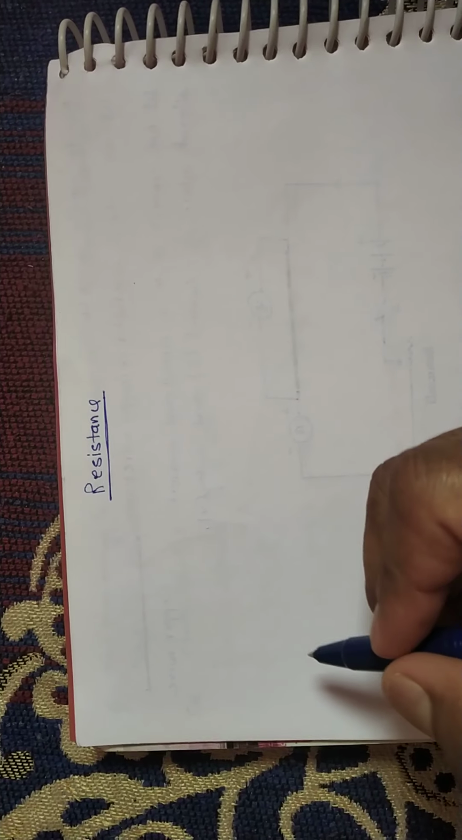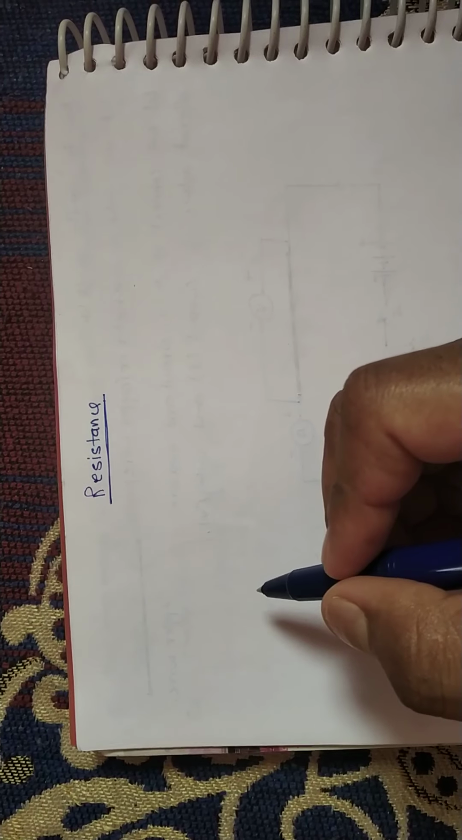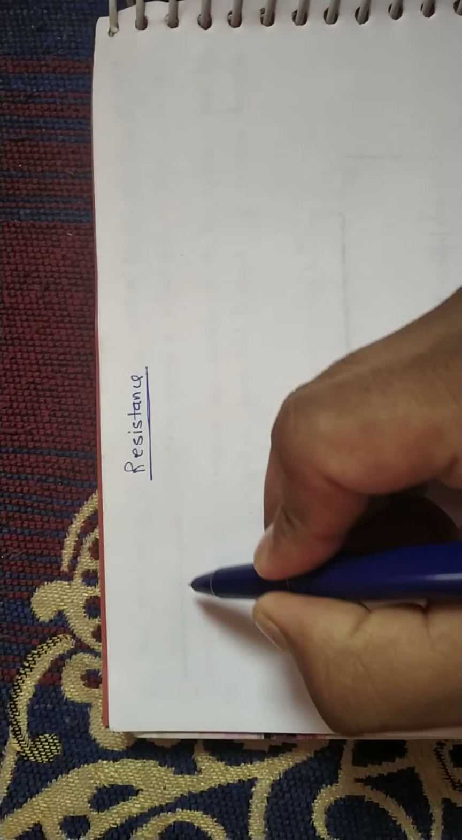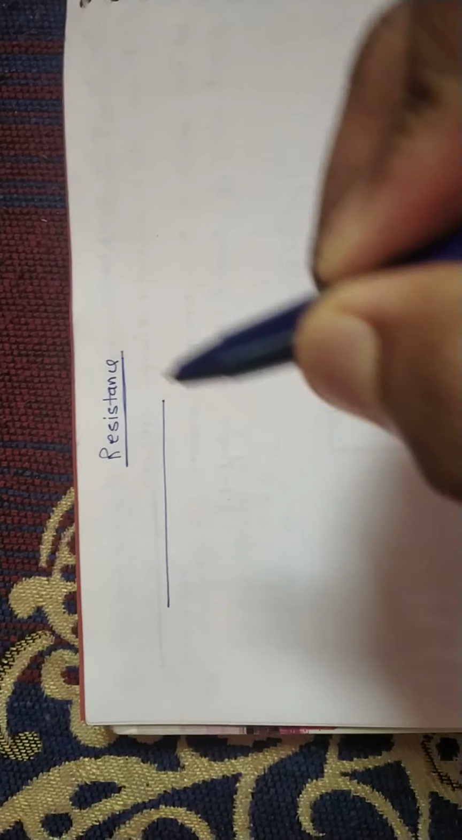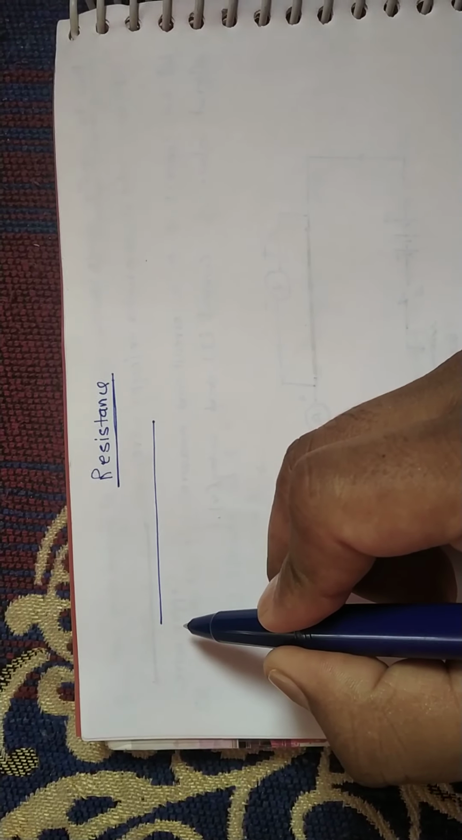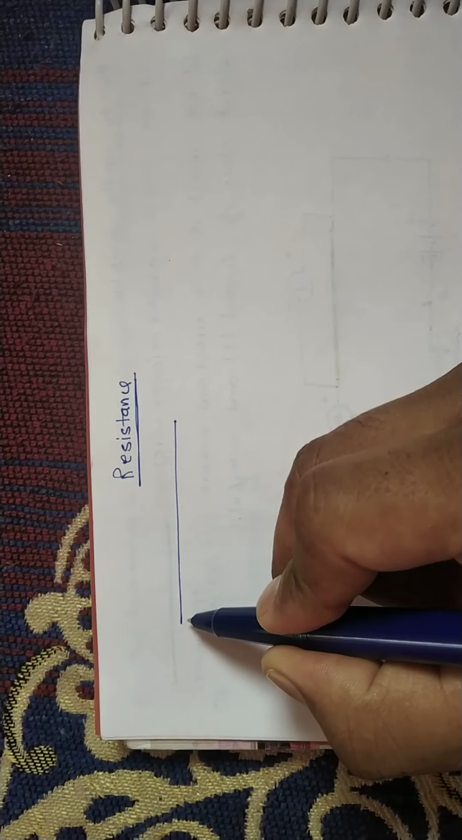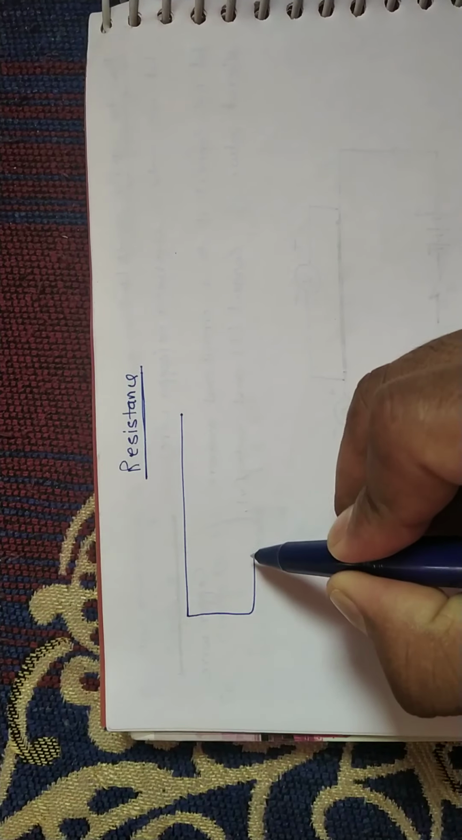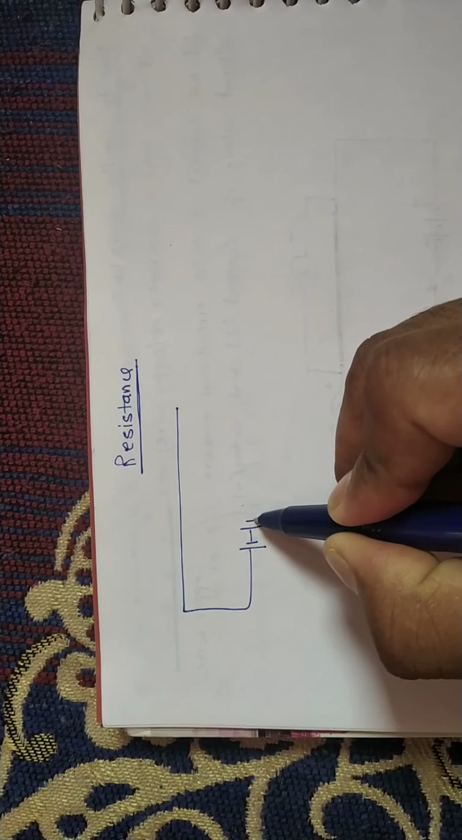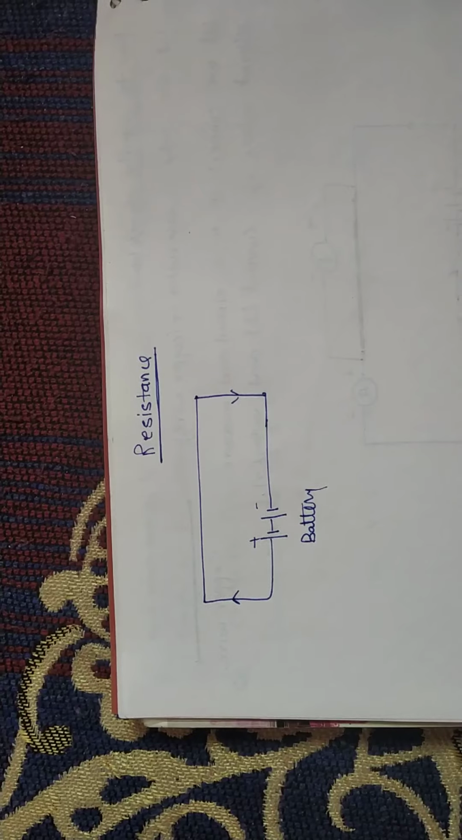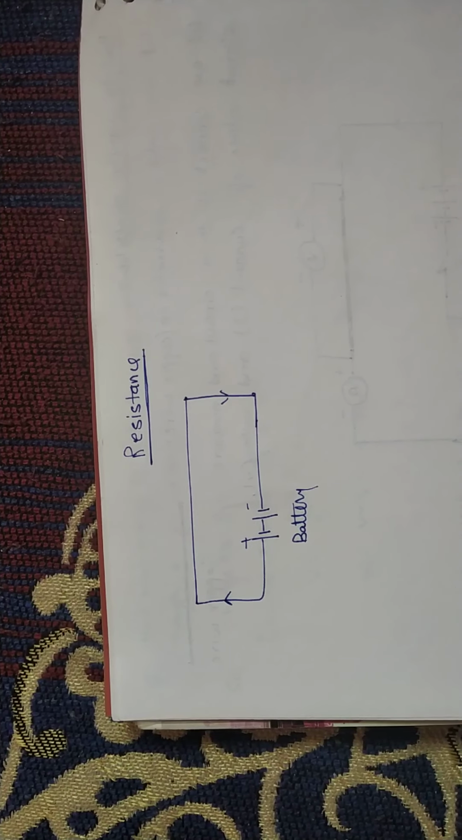Today we'll be talking about the topic resistance. Now, to understand resistance, let me take a wire, generally in a battery, and if we connect this wire to a battery, this way it will be, the electron flow will be indicated by the arrows.